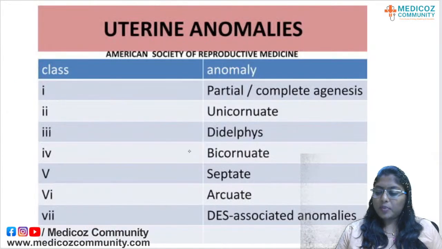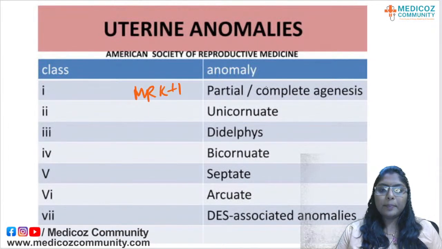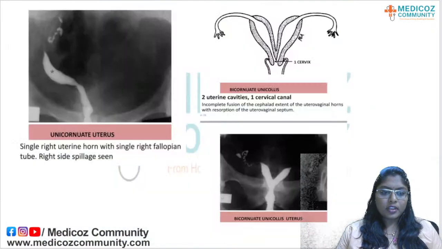Coming to the uterine anomalies, the first is MRKH syndrome. There is complete or partial agenesis of the uterus. Type 2 is unicornuate. Type 3 is didelphys. Type 4 is bicornuate. Type 5 is septate. Type 6 is arcuate. Type 7 is DES associated anomalies.